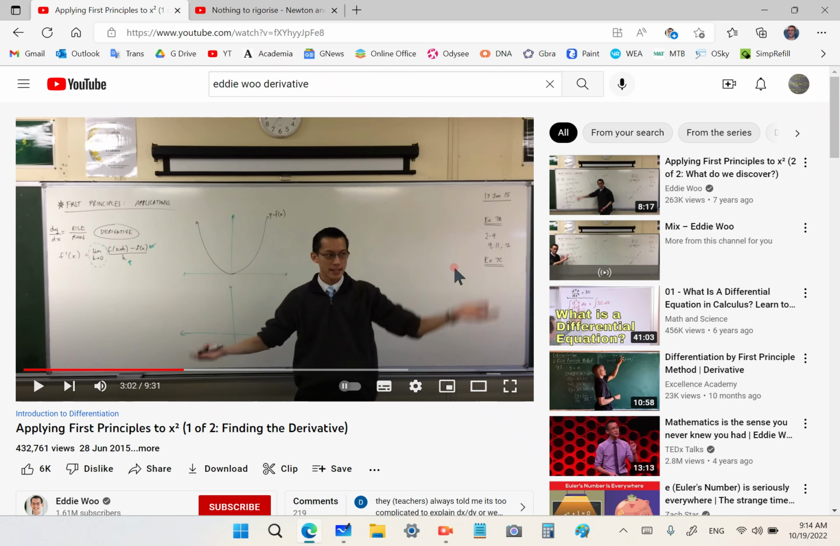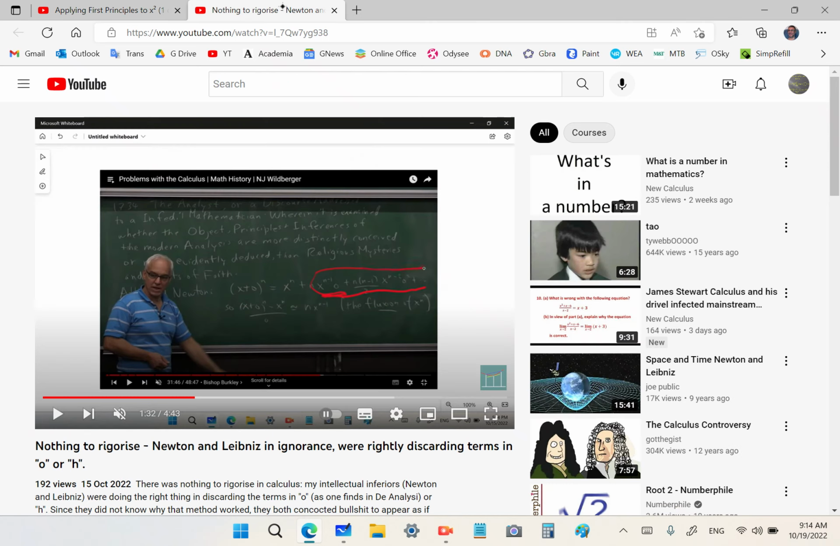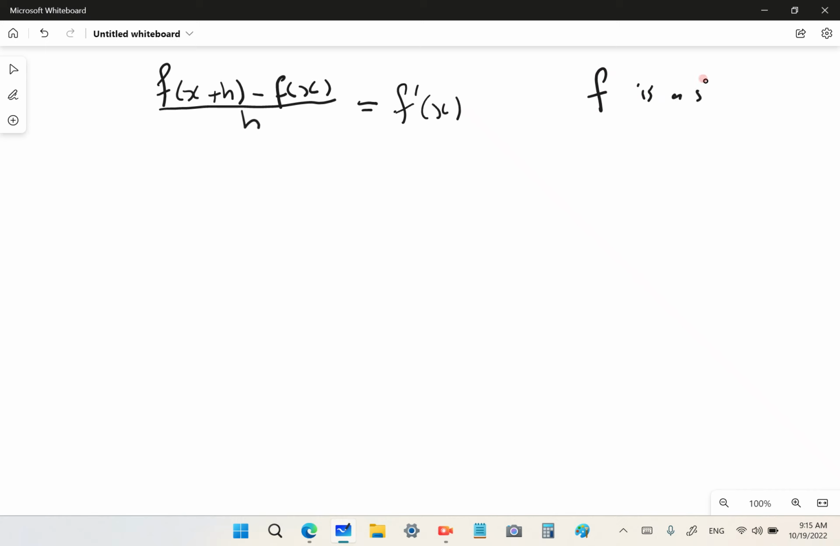Right? It's not meaningless. Okay, so what Eddie Wu here is trying to tell you is that you actually need that little thing that he circled on the side there. First of all, it's true that this finite difference quotient, which we write down like this, is in fact the secant line slope. And in fact this is equal to f prime of x only in one case, when f is a straight line. That's the only time it's equal to f prime of x.